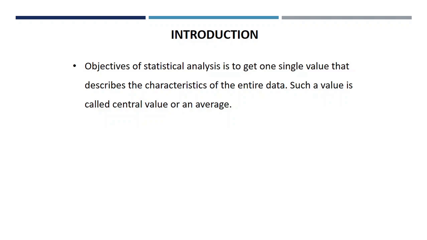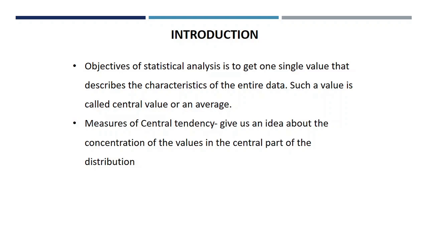One of the important objectives of statistical analysis is to get a single value that describes the characteristics of the entire data. As the average or the measure of central tendency lies in between the largest and smallest value of the series, it is called the central value. They give us an idea about the concentration of values in the central part of the distribution.